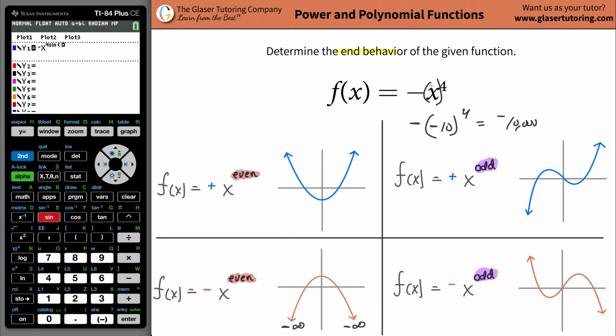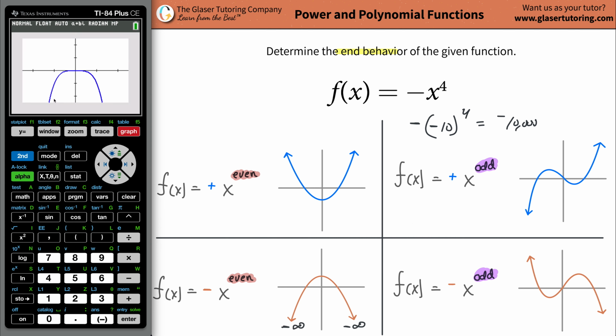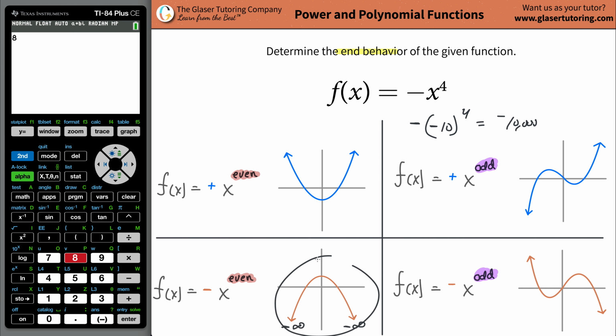What I'll do is I'll go back, oops. Well, that was a silly mistake. I'll go back over here and just erase those parentheses. Let's go back to the calculator and type in a 4. So negative x to the 4th, and graph it. And you see, it's frowning at you. That's exactly going to match what I have over here.